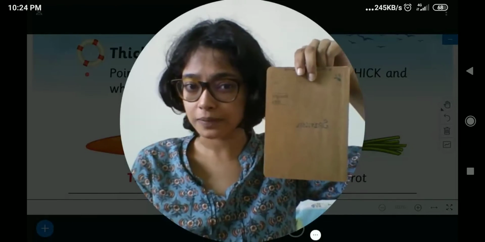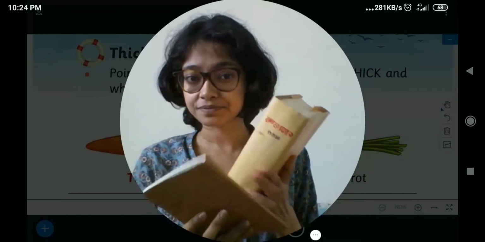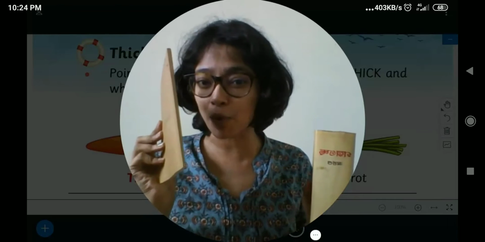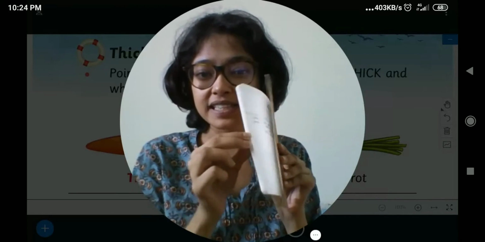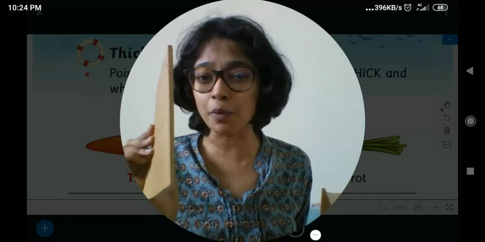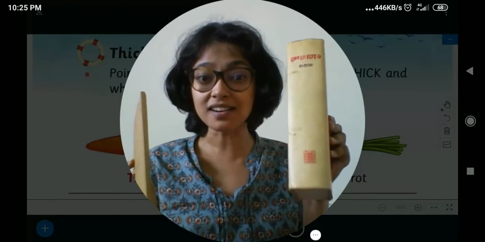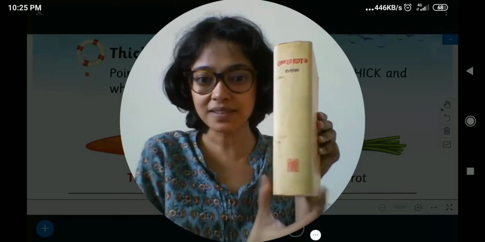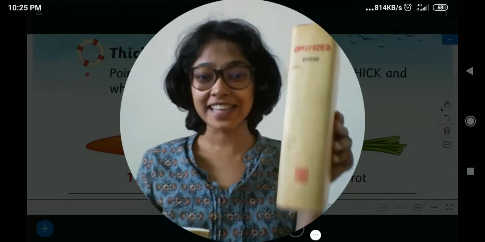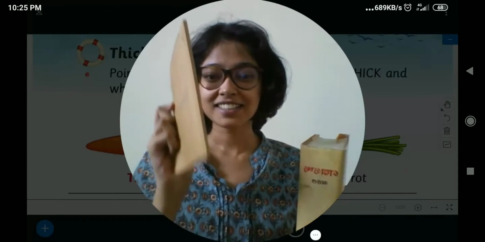This is a book. This is also a book. See? But this is a thin book. See? It has few pages. So this is a thin book. And this is a thick book. See? So many pages it has. So, thick, thin, thick, thin.